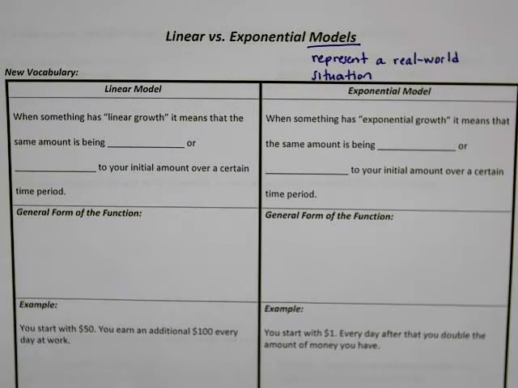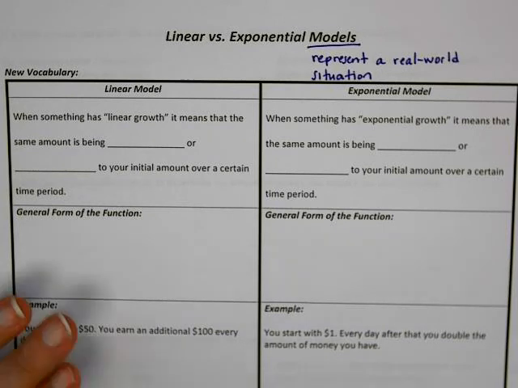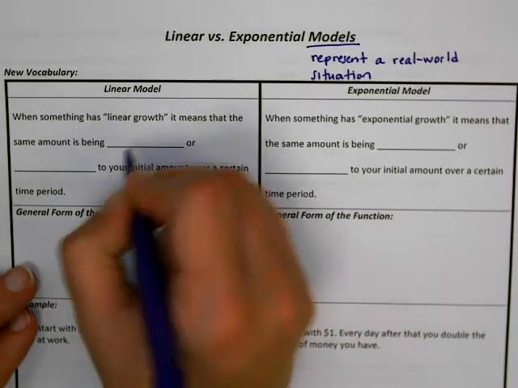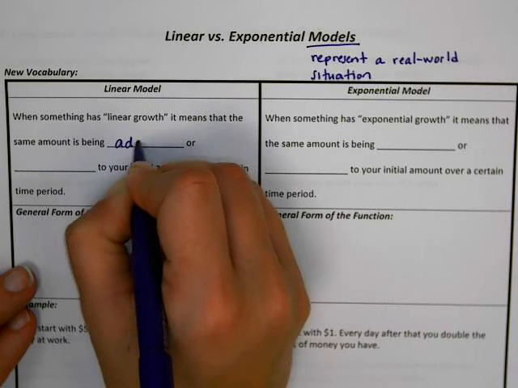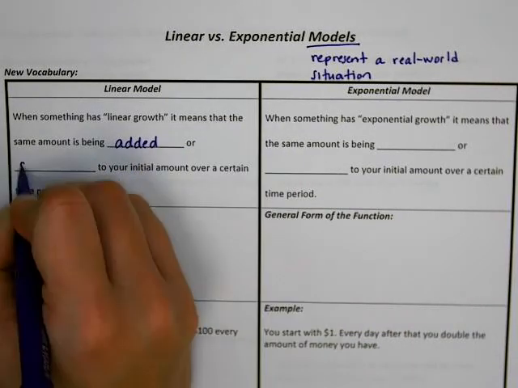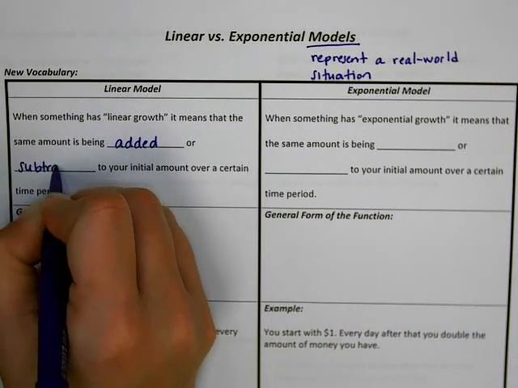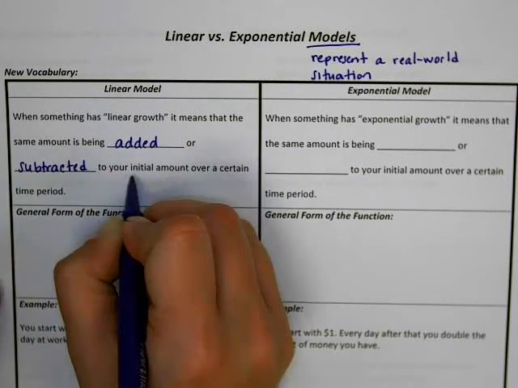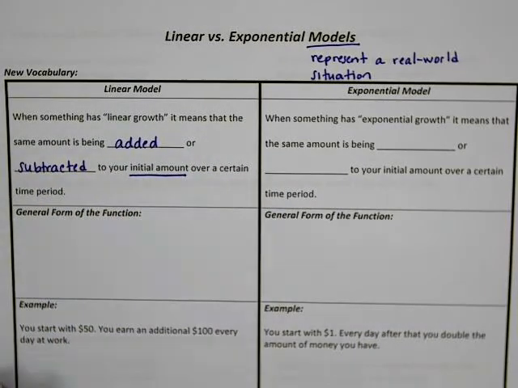There are two different models that we're going to talk about today, one of which we've learned before and one that's kind of new related to our new topics. So the first one we're going to talk about is our review model, which is about linear. When something has linear growth, what that means is that the same amount is being added or subtracted to your initial amount over a certain time period.